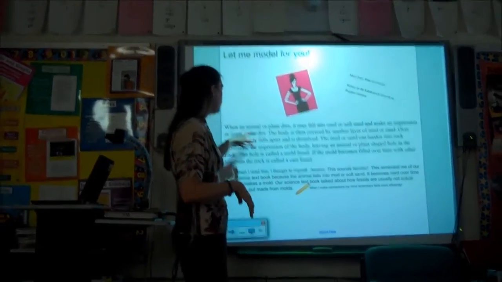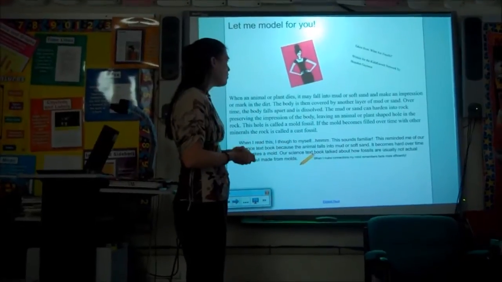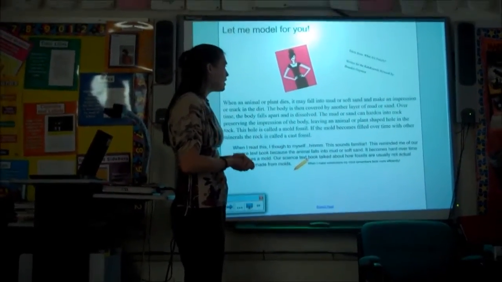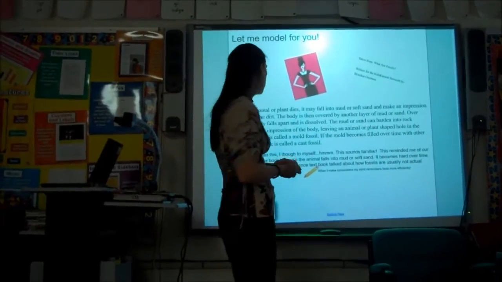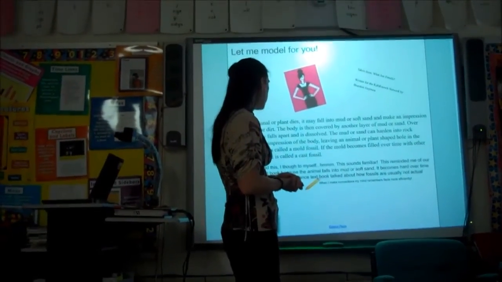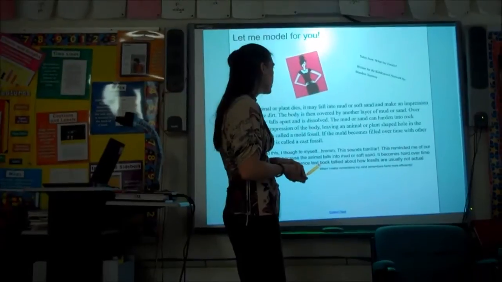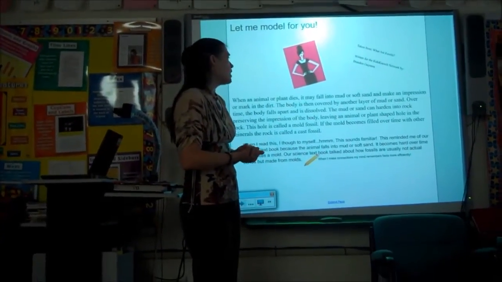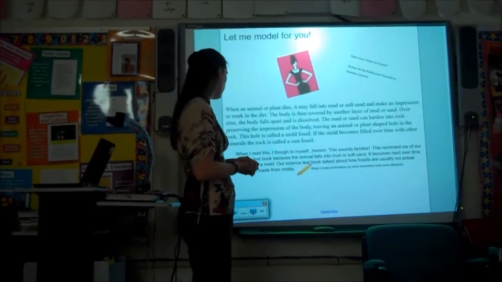It said when animals or plants die and may fall into the mud or soft sand and make an impression or a mark in the dirt, the body is then covered by another layer of mud or sand. And over time, the body falls apart and is dissolved. The mud or sand can harden into rock, preserving the impression of the body and leaving an animal or plant-shaped hole in the rock.